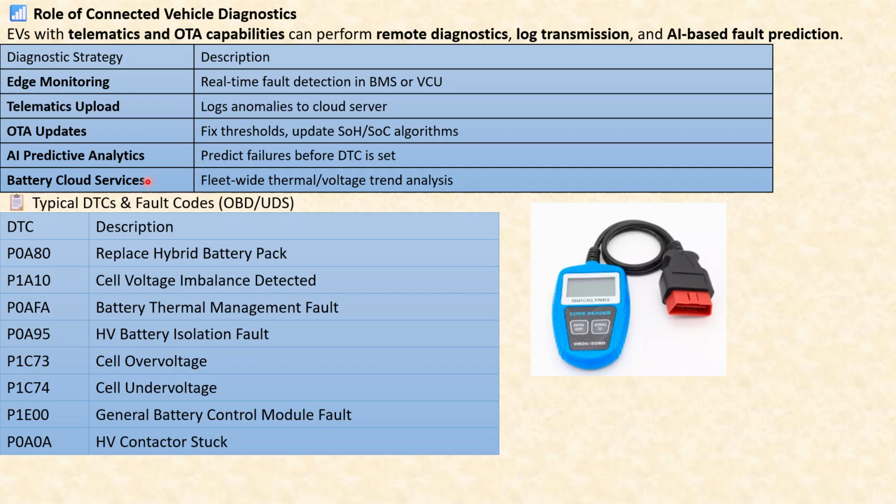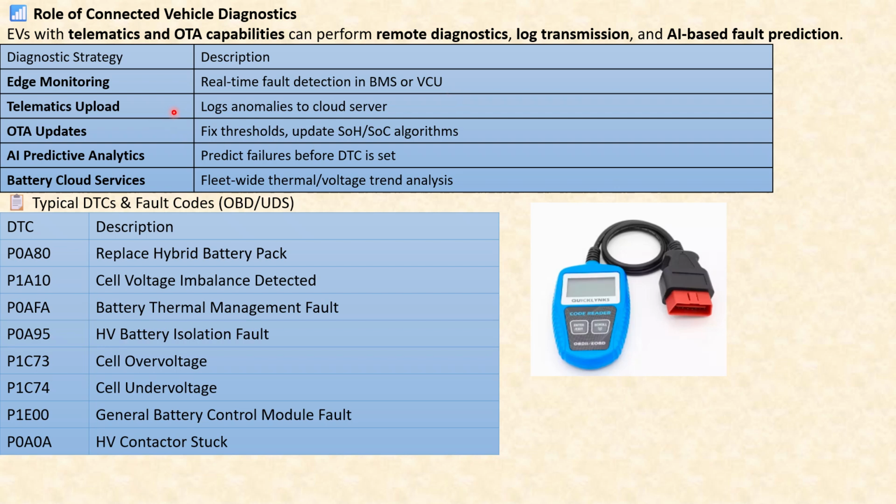So now let's go to the next slide, which is the role of connected vehicle diagnostics. Electric vehicles with telematics and OTA capabilities can perform remote diagnostics, log transmission, and AI-based fault prediction. Now, what is the diagnostic strategy? One important diagnostic strategy of a connected vehicle is edge monitoring, which is nothing but real-time fault detection in the BMS or VCU.